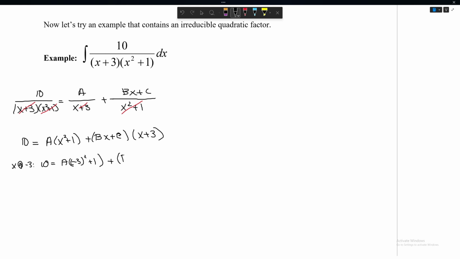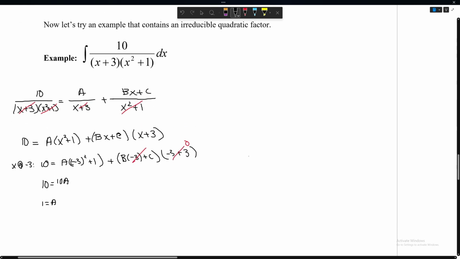Plus b times negative 3 plus c times negative 3 plus 3. And so this goes to 0, taking this out with it. Now what I'll get is 10 equals negative 3 squared is 9. 9 plus 1 is 10. That's 10a. Divide, divide. We get 1 equals a. All right. Now we got to do the same thing.